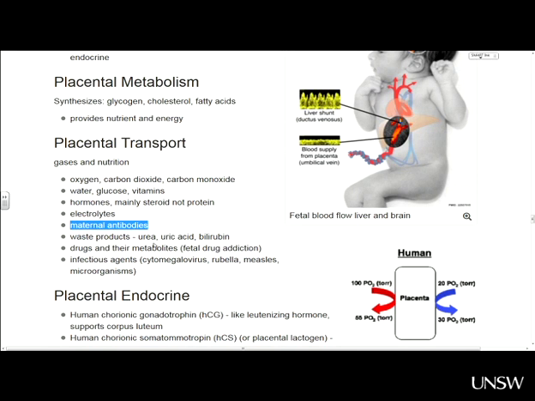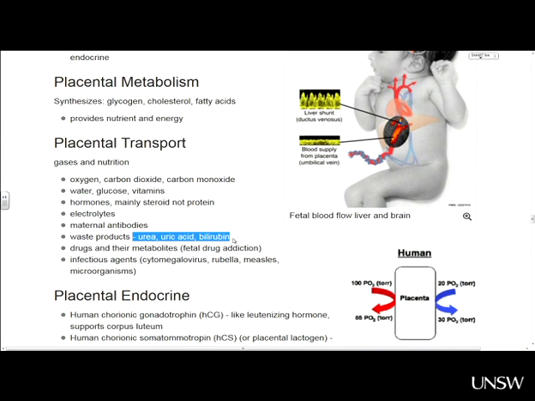In the opposite direction, the fetus has to get rid of its waste products. Now, normally you'd excrete it through the kidney, but the fetal kidneys are not fully differentiated and functioning properly yet. So a lot of the urea, uric acid and bilirubin are transported back to be dealt with by the mother's kidneys.